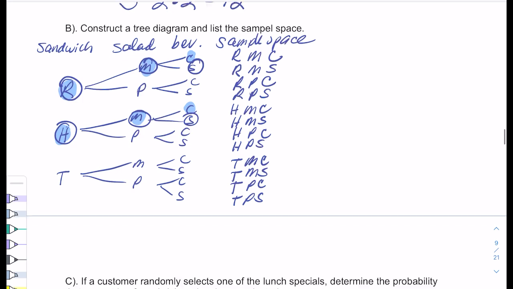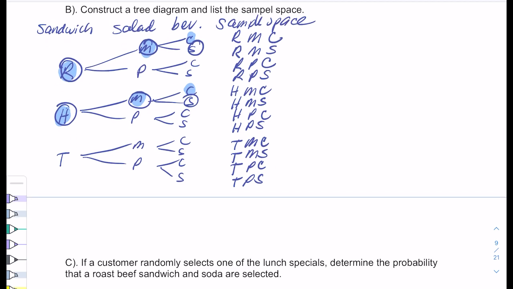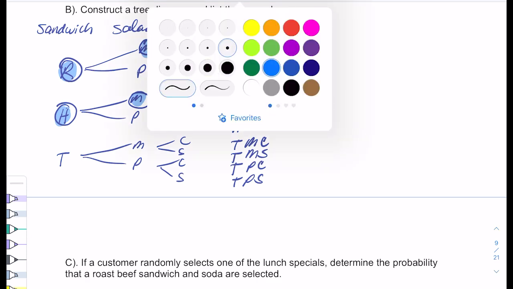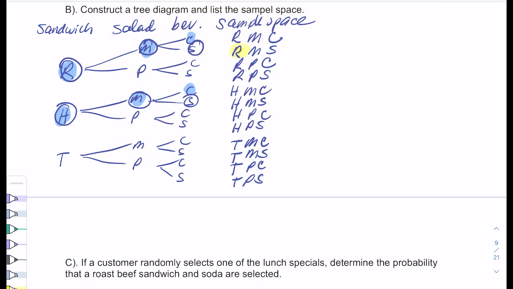Now we're going to use those to answer the question. So if a customer randomly selects one of the lunch specials, determine the probability that a roast beef sandwich and a soda are selected. Okay, so everywhere there's a roast beef sandwich and a soda. So I've got roast beef and soda here, roast beef and soda there. And they're the only 2 places. So the probability is 2 out of 12, and 2/12 reduces to 1/6.